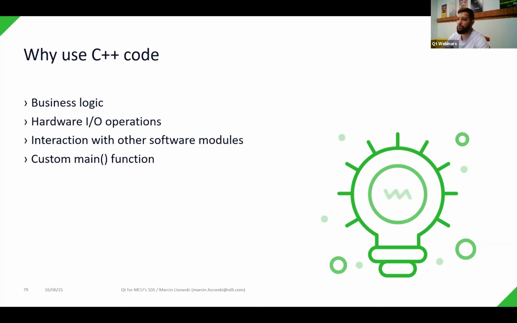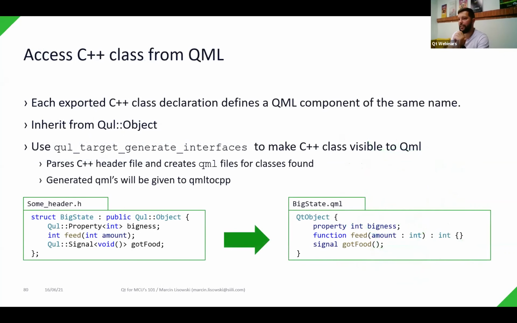You could also do some custom stuff in, for example, a custom main function that can of course be used as you wish. And how does that communication work? Each class that you are going to expose from C++ to QML will define, through its name, a QML component of the same type and name on the QML side, and it has to inherit from QObject.